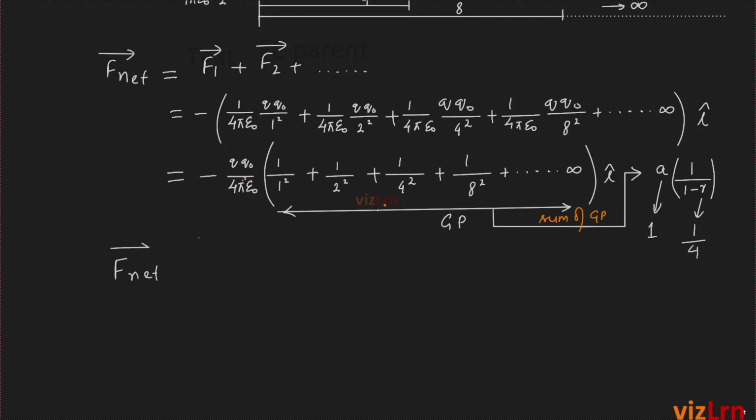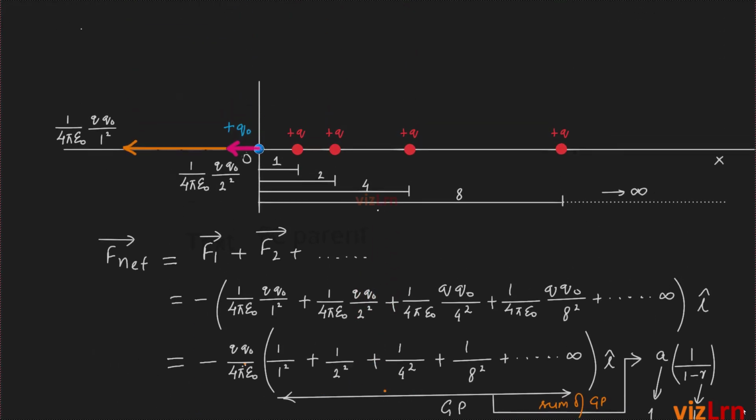Therefore, the total force F net here is equal to 1 upon 4 pi epsilon naught q naught into 1 upon 1 minus 1 by 4, which gives F net equal to 1 by 4 pi epsilon naught into 4 by 3 q naught, and the direction of this force is towards the minus x axis. So the correct answer is option number C.